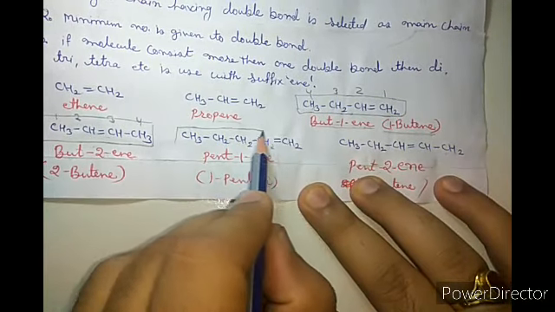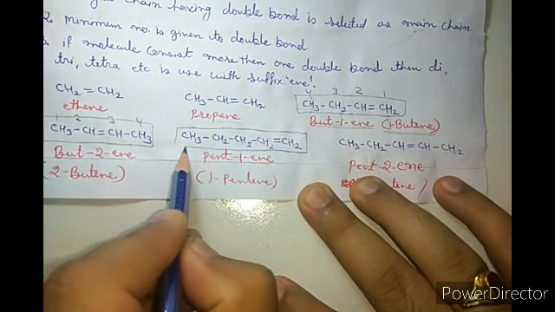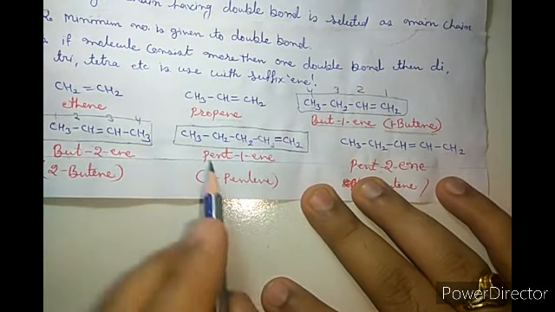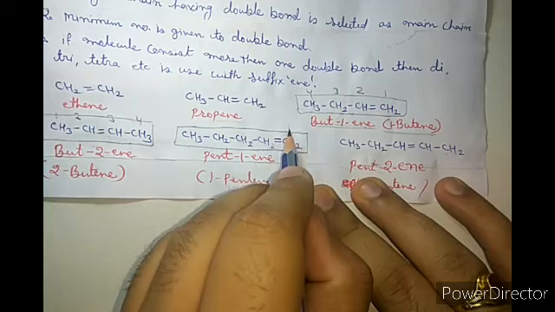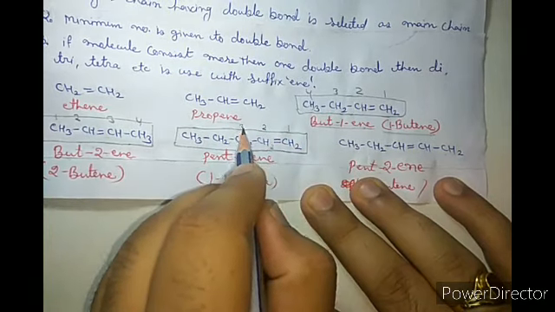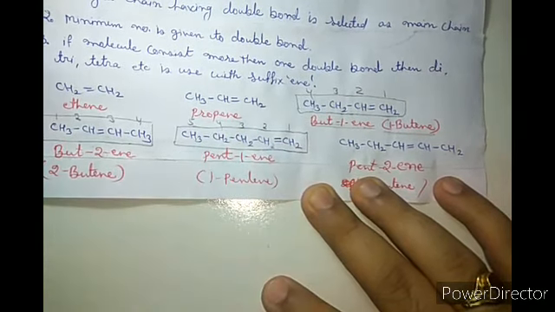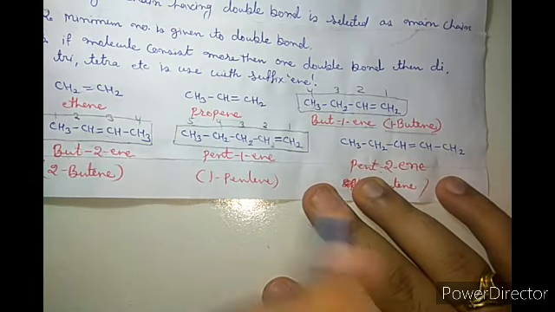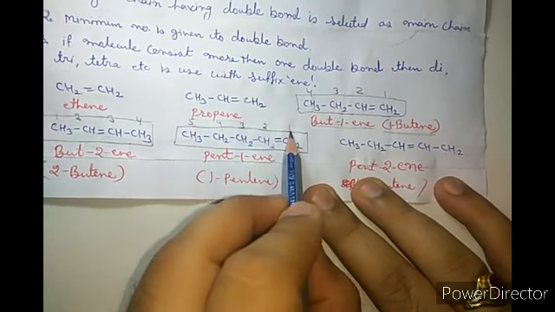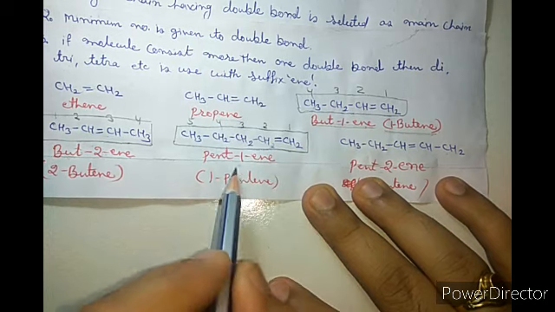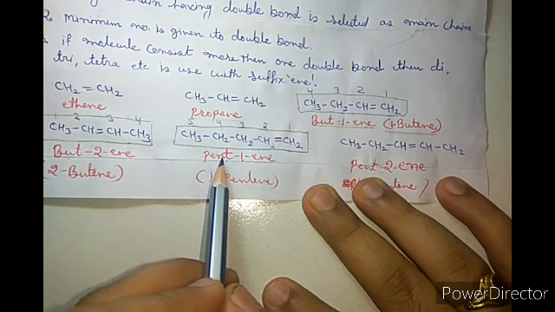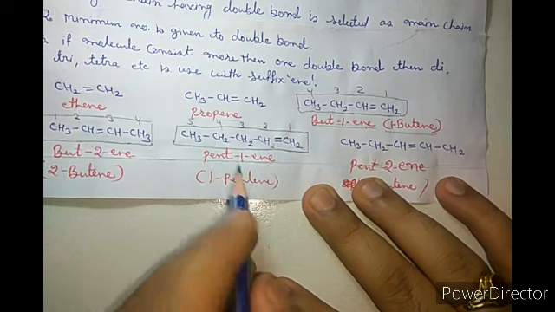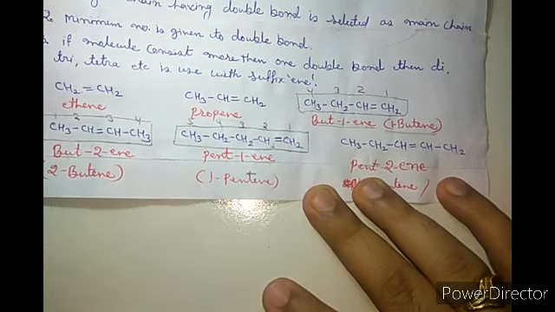Now the next is this one. This is the longest chain. Okay, start the numbering. The minimum number is given to the double bond, so the numbering will start from that side. 1 2 3 4 5. Okay, 5 carbons and the double bond is present on the first one, so the name becomes pent-1-ene, or we also call that 1-pentene.